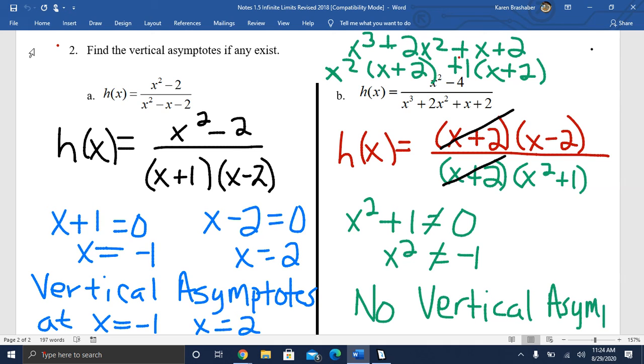So I want you to get the idea that discontinuities that are removable are holes in the graphs and not vertical asymptotes. You're looking for those non-removable discontinuities that cause 0 in the denominator.